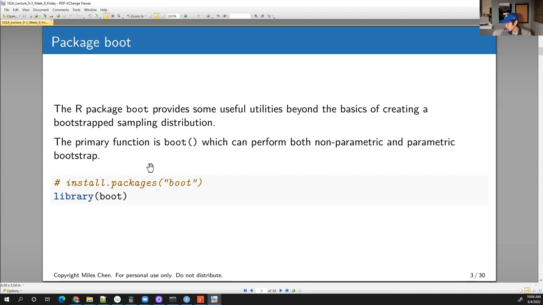The primary function we're going to use is called boot, and boot can be used to perform both non-parametric and parametric bootstrap. You load this up by calling library(boot). And if you don't have it already, you can do install.packages("boot"), and that should do the trick.